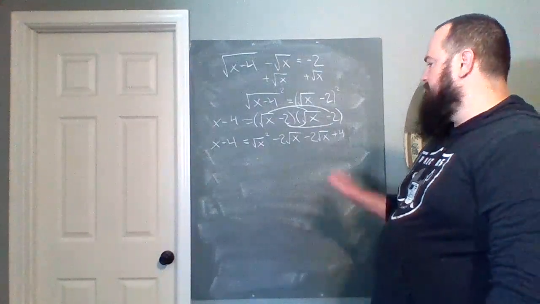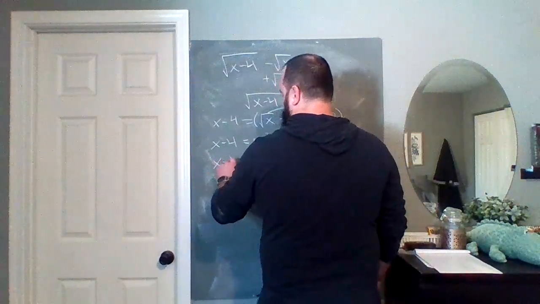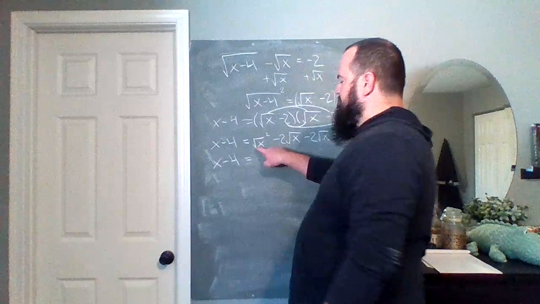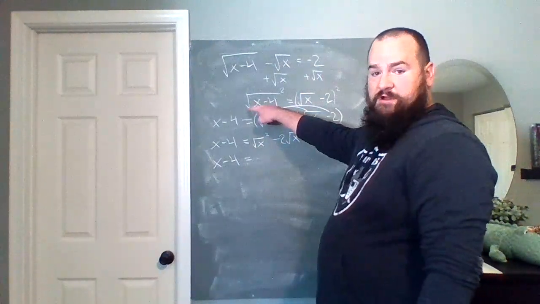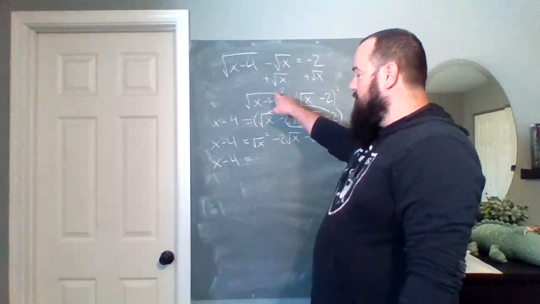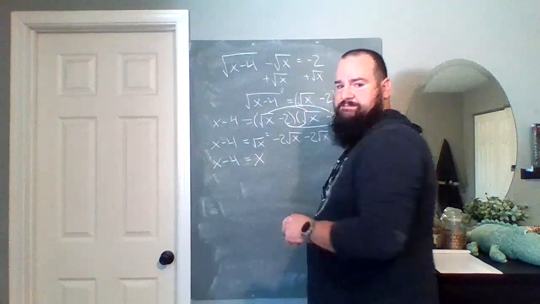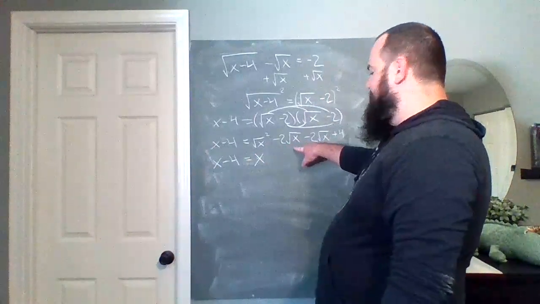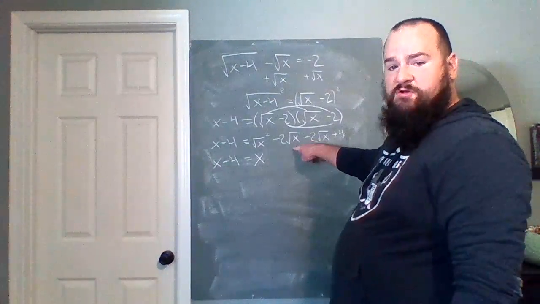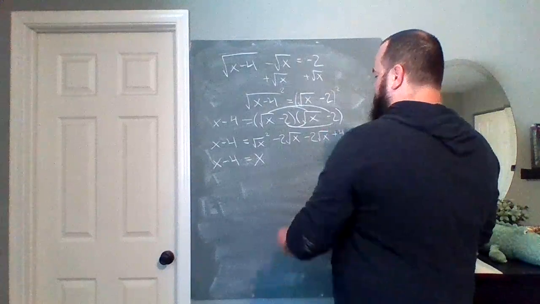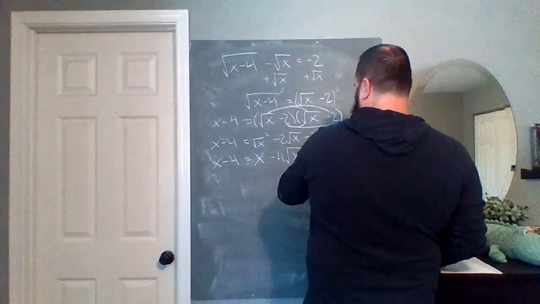So now I want to combine like terms and simplify things. So I have x minus 4 equals, what is the square root of x squared? Well, just like here where the square root of x minus 4 is squared, when I square a square root, it cancels. So I just have x. Now, these are like terms because our variable expression is the same. They're both square root x. So I can combine these to give me -4 square root x plus 4.